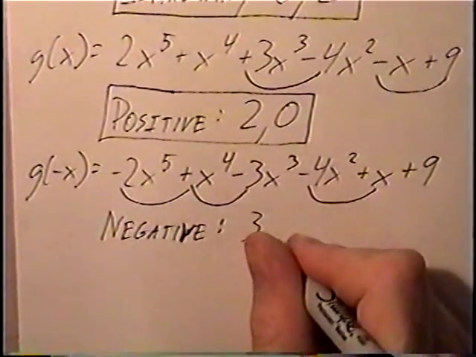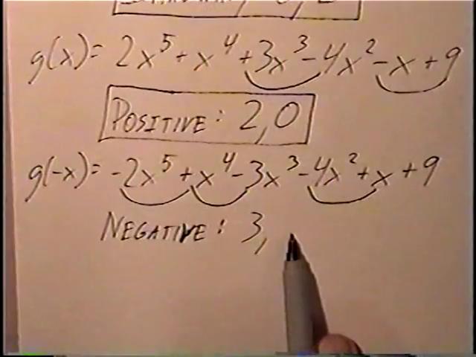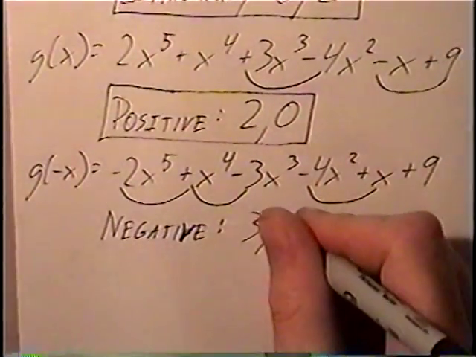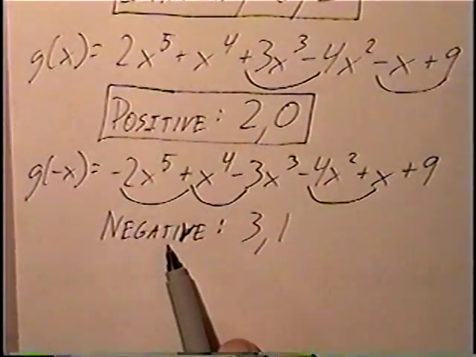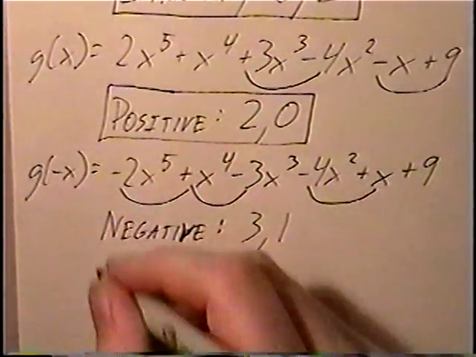But again, take away an even number each time until you end up with 0 or 1. In this case, if we take away 2, we'll end up with 1, which represents either 3 negative solutions or 1 negative solution.